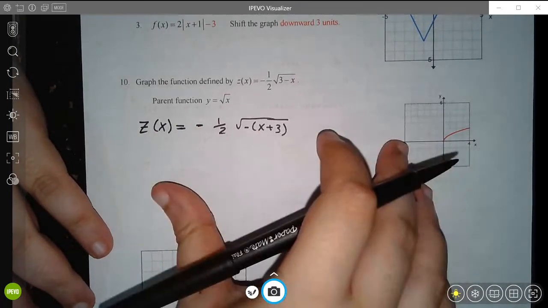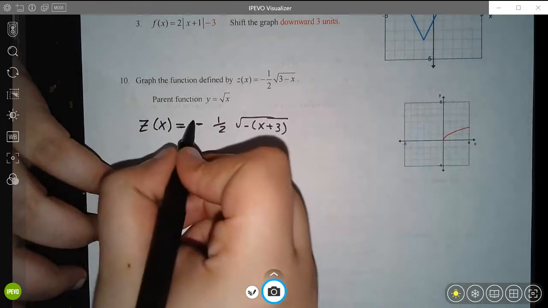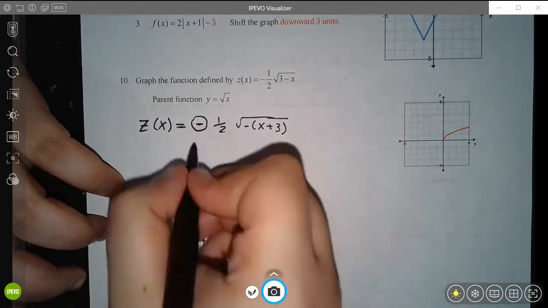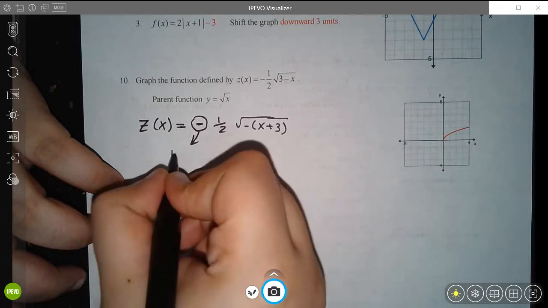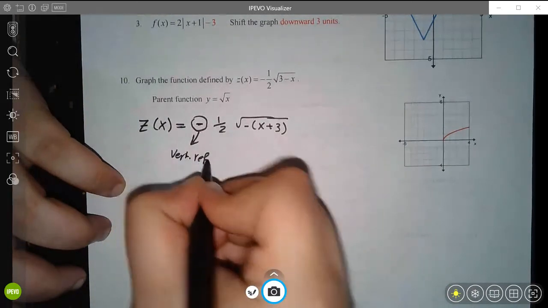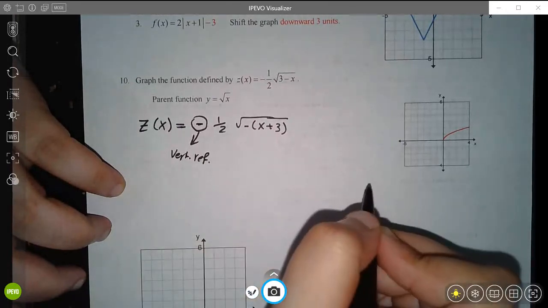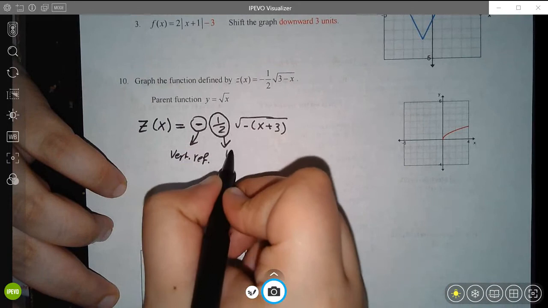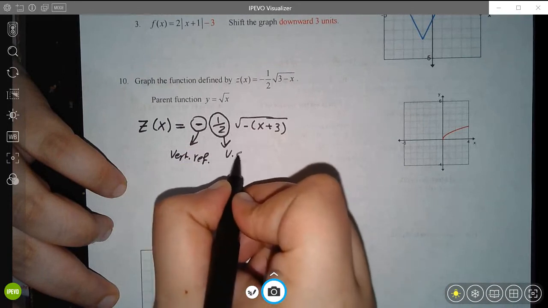So here's what they are. This right here is a reflection. Since it's outside, this is a vertical reflection. Yes? This is a vertical reflection. Now we're multiplying on the outside, so this is a vertical stretch.